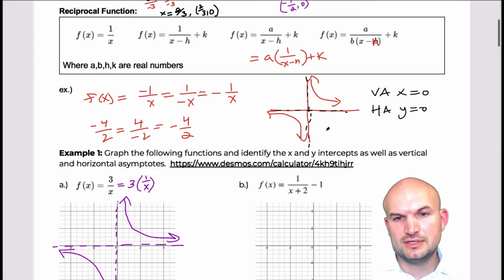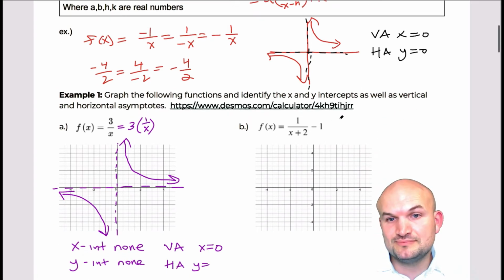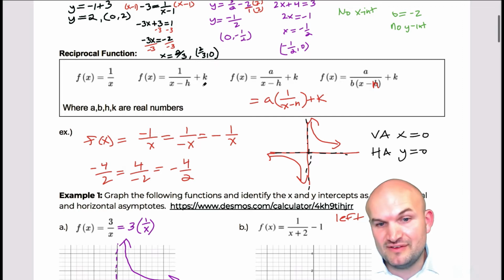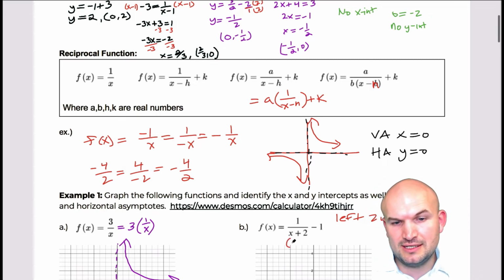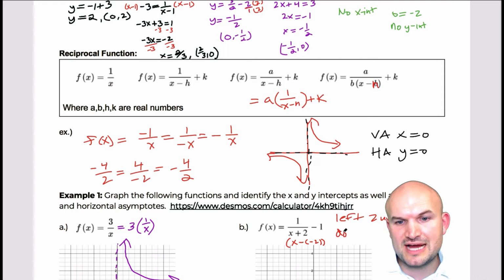I remember we already did this, so I'm going to move on. All right. So this is going to be shifting left 2 units. Remember, the reason it's left 2 units is because it's the opposite of h. So I could write this as x minus negative 2, because x minus negative 2 is really the same thing as x plus 2. So you can see that the h is actually negative 2. That's why it's going to the left. And we're going down 1.